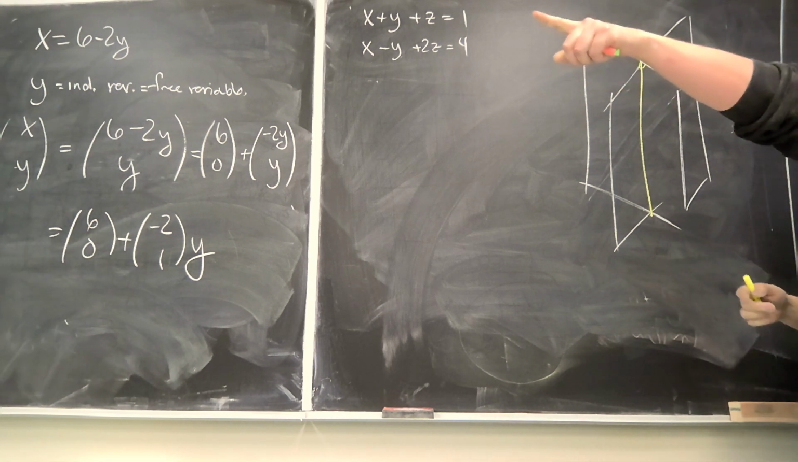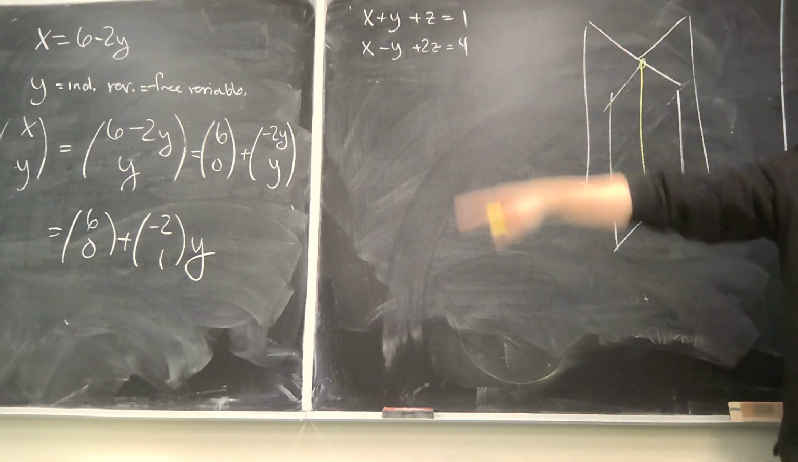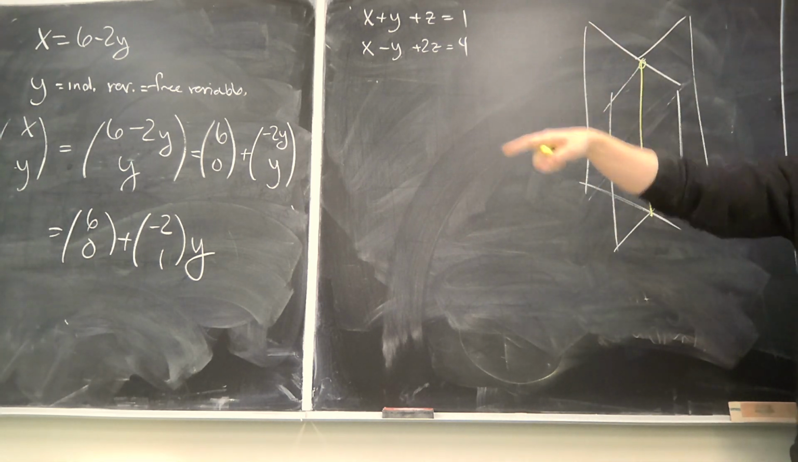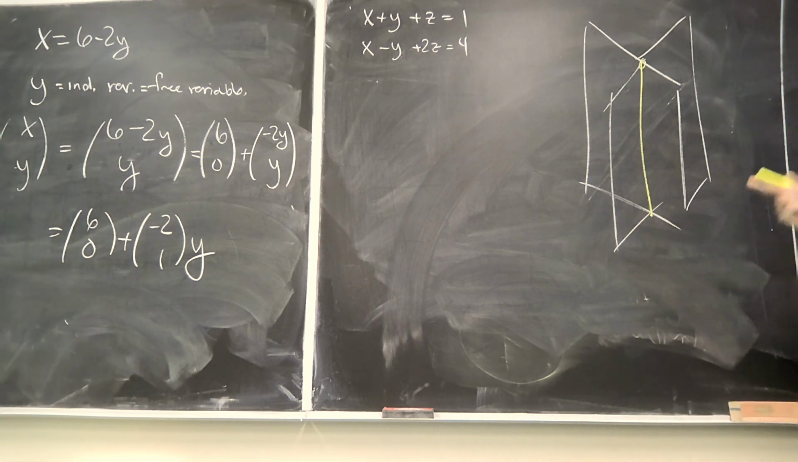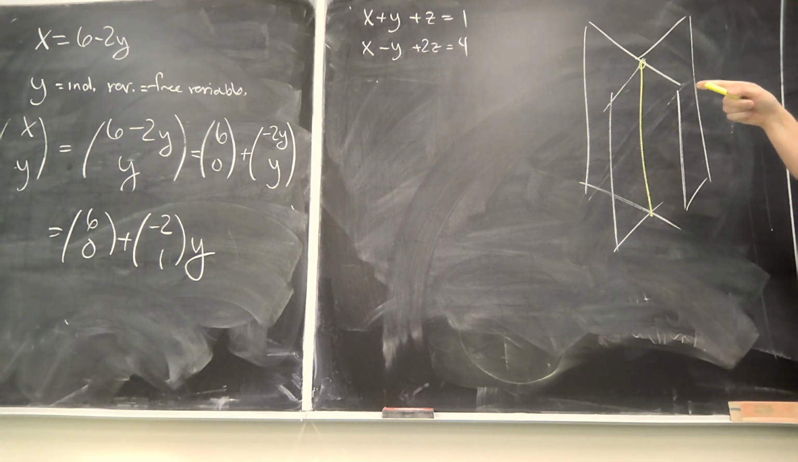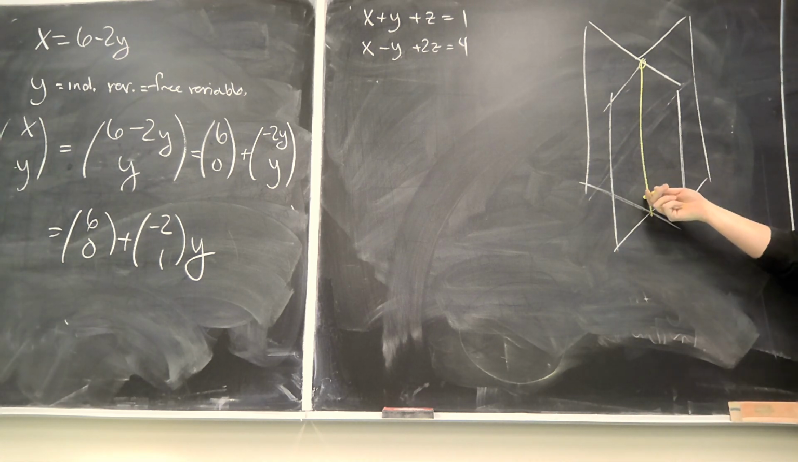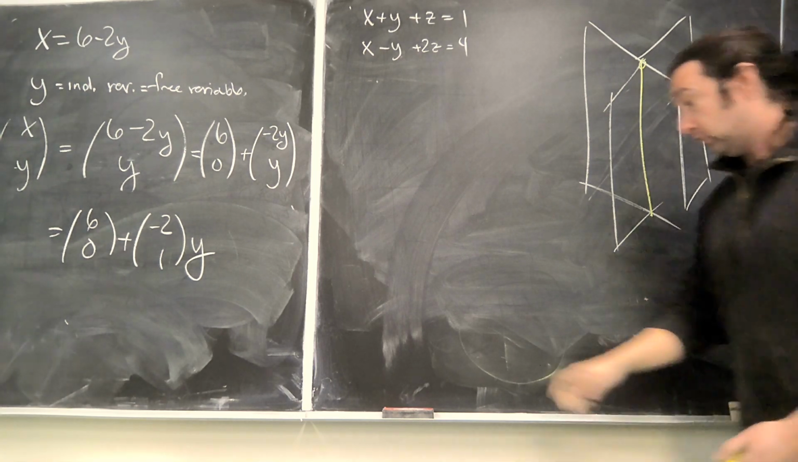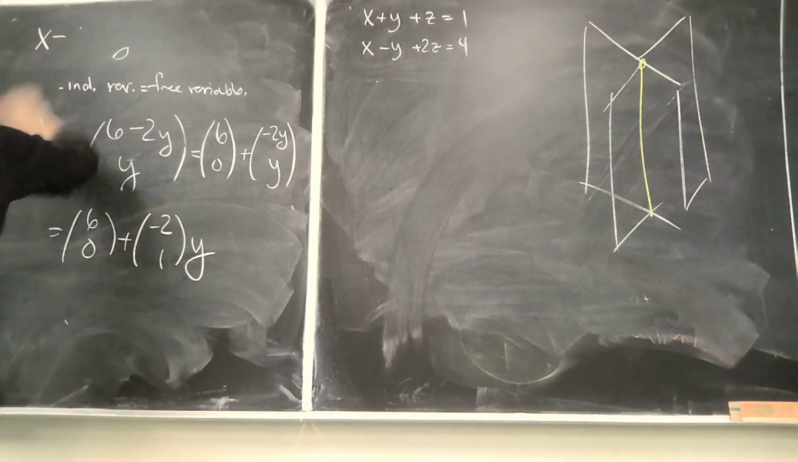It's like the sidewall and the front wall come together in the line that runs up and down the corner. So we should expect that when I solve this system of equations for its solution set, I should get a line out the other side. There should be a line of solutions to characterize. Well, let's actually do it and see.